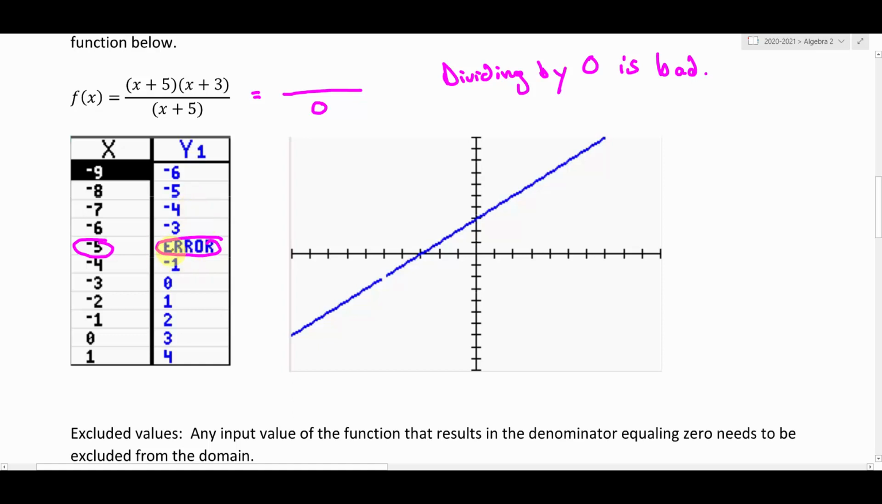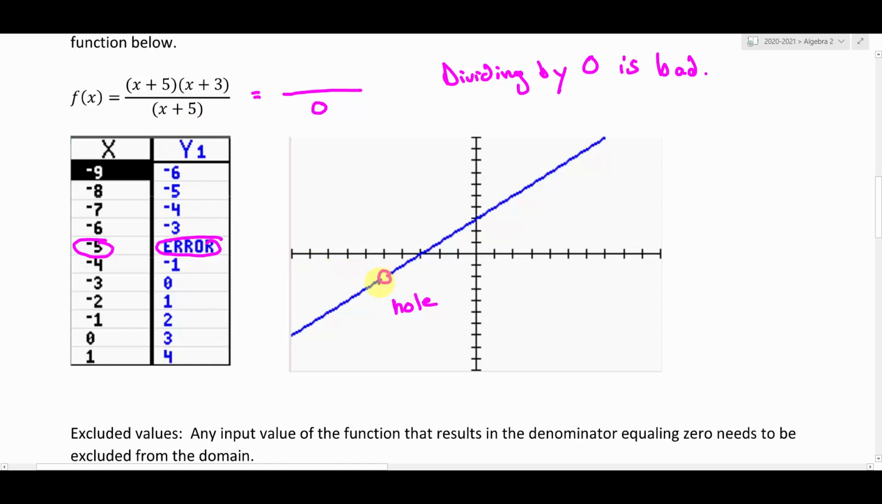So what does this error look like on our graph? Well, let's take a look. So here's my graph, and it's weird because this thing looks like a line. And if you trace it, you'll notice a little thing happens here. All right, you see this little gap that the calculator creates? This thing is called a hole. Okay, this is called a hole. And it represents a discontinuity in our function because we're not allowed to divide by 0.